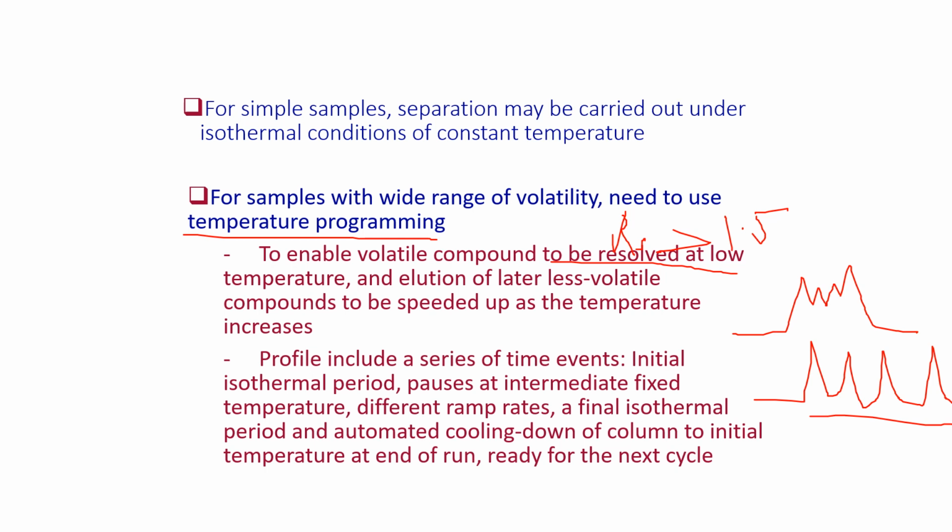The later, less volatile, next 5 analytes can be speeded up as the temperature increases. It means every analyte in the column has the same chance to be separated well. This is the meaning of pausing just now. It starts, goes up, then pauses for a few minutes, and then goes up again, ramp, and then up, and then you can get ready for the next cycle.